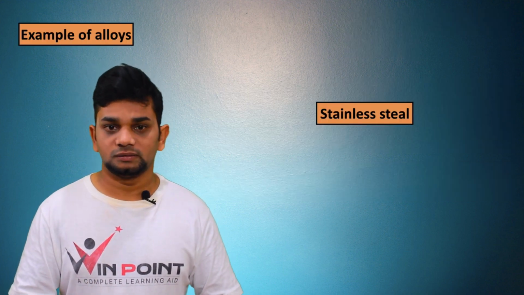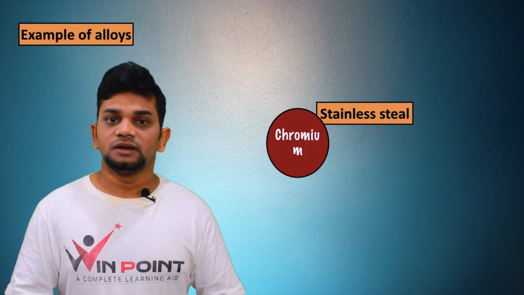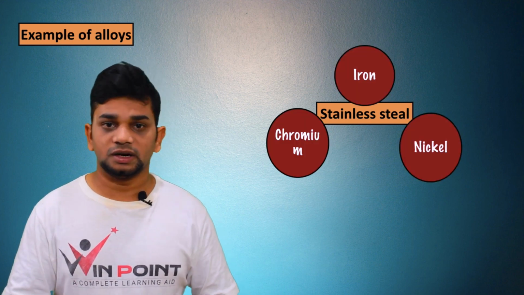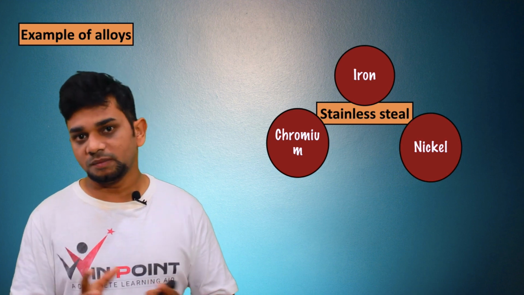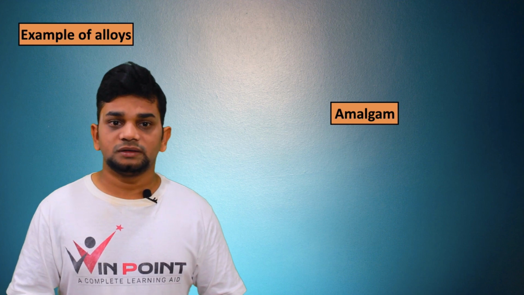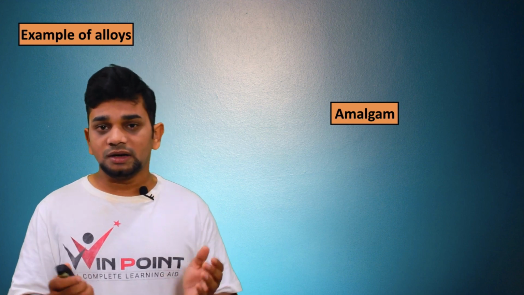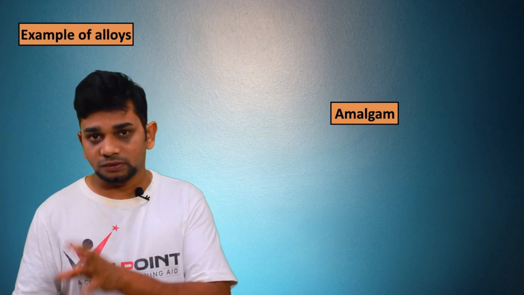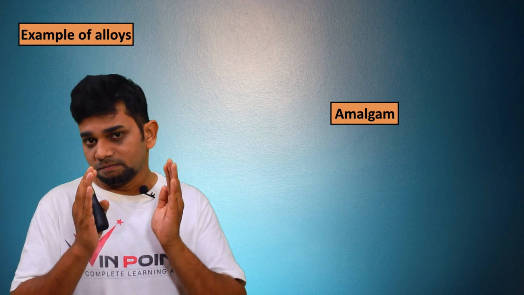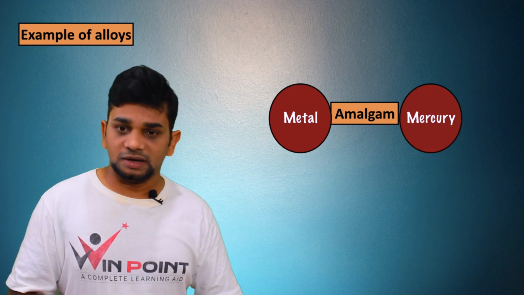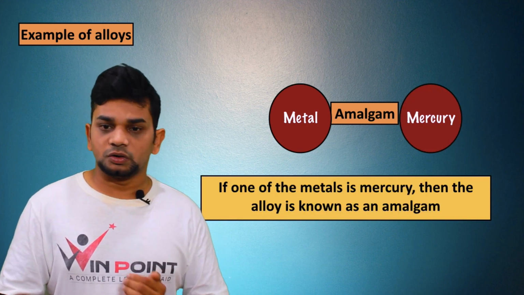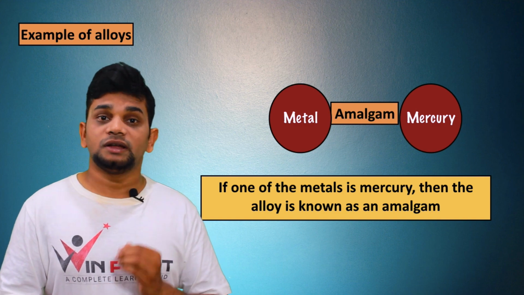Examples of alloys. First one, stainless steel. It is a combination of iron, chromium and nickel. There are three metals. We are mixing these three metals and making an alloy. Then you will get stainless steel. Next one is amalgam. Amalgam is a mixture of mercury and a metal, for example zinc amalgam. If one of the metals is mercury, then the alloy is known as an amalgam.